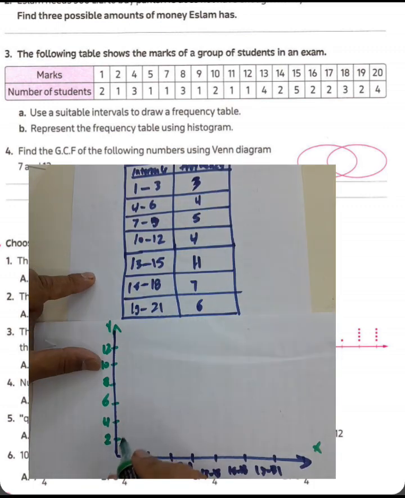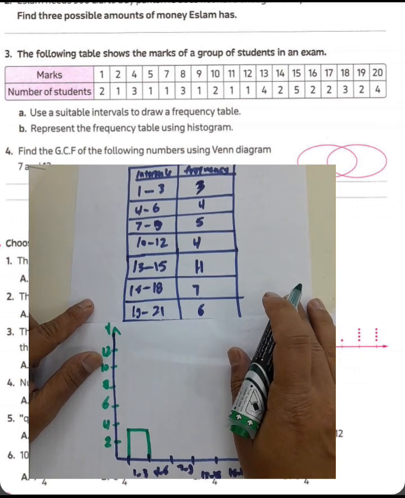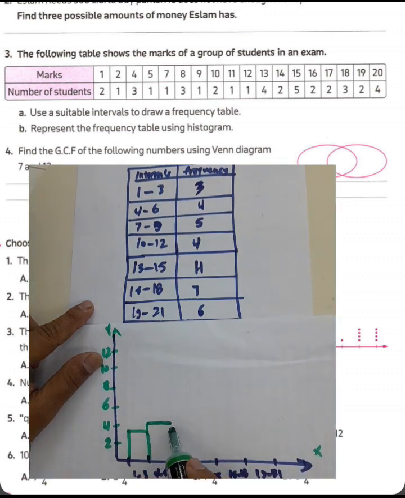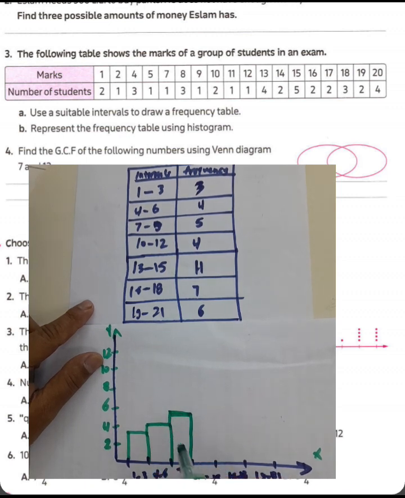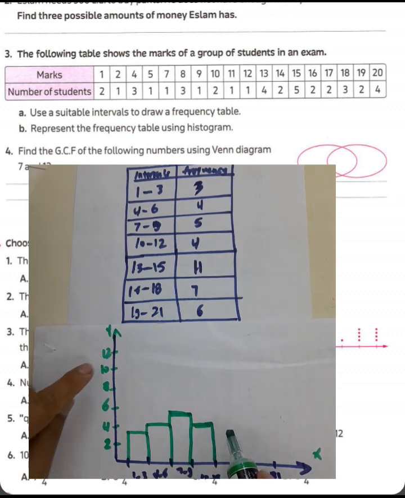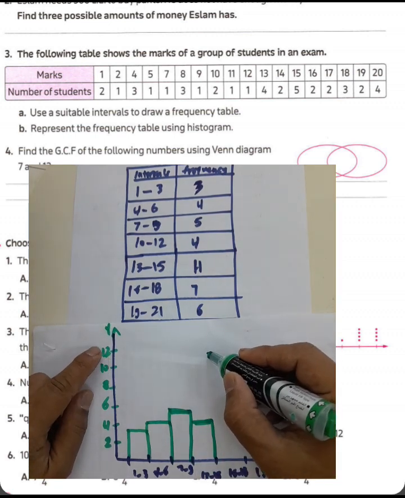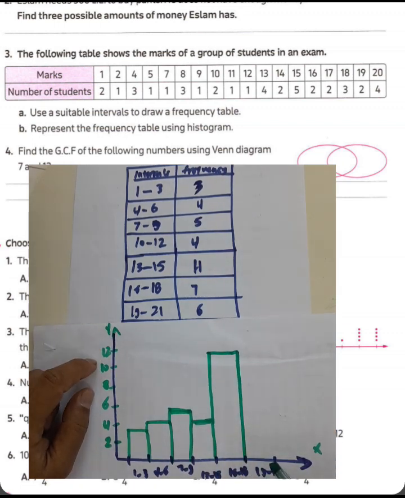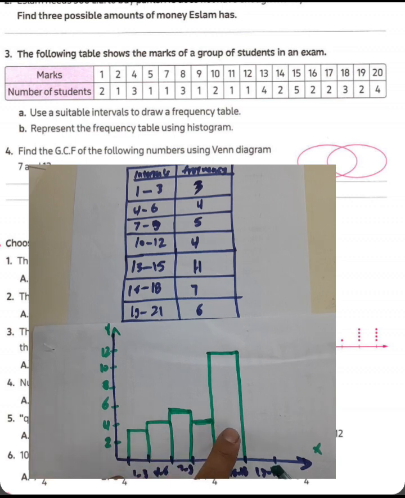From 1 to 3 it will be 3. There is the first graph, the first bar here, and the next bar is 4, and the next is 5, and the next is 4, and the next is 11, which lies between 10 and 12, using a ruler to draw, and the next will be 7. We have 3, 4, 5, 4, 11, 7.